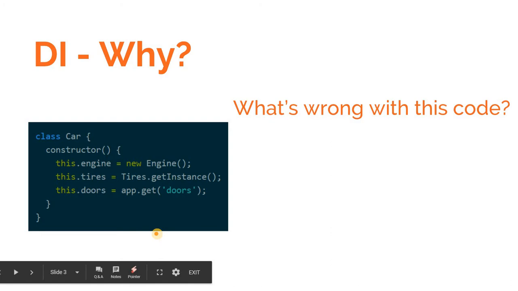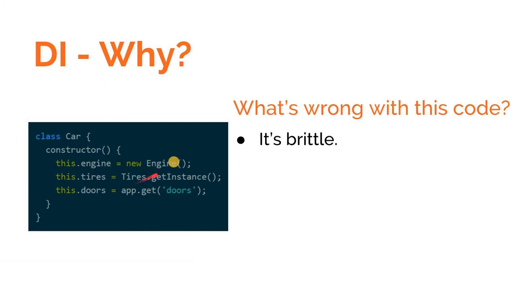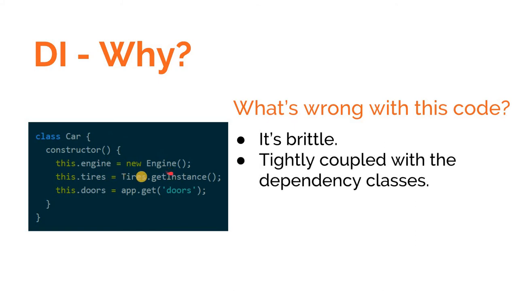Okay, so this code is a bit brittle, because if there is a change in the implementation of engine, or suppose engine takes in an argument now, then in that case the car class would fail. It's very tightly coupled with the classes here. So whoever is the developer of this car class has to provide all these dependencies here. Right now these dependencies are just three, but if there are other such dependencies, then we'll have to make sure that all these dependencies are there while we design this car class.